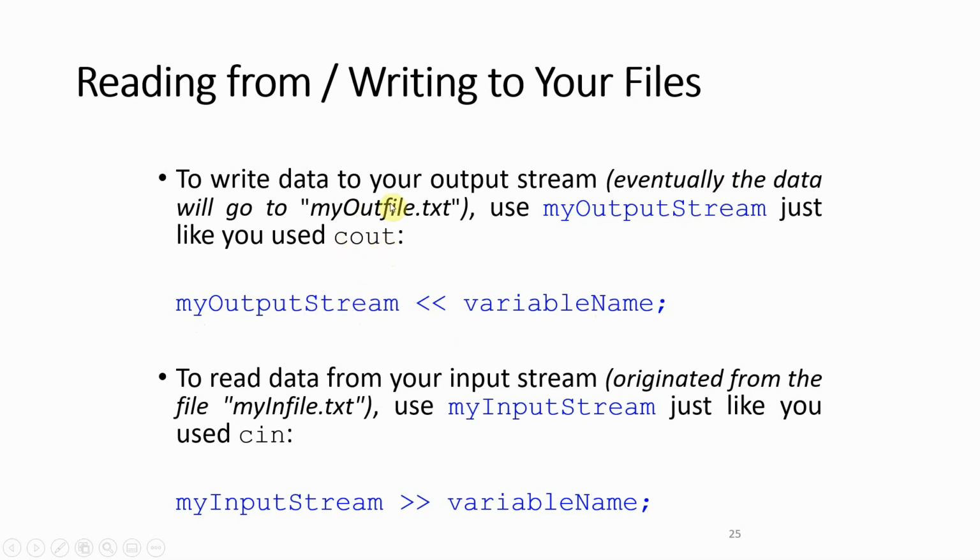If you remember, cout is also an object. It's an object of class ostream. So this is very similar to cout. And the same thing for cin. Cin is an object of class istream. Now instead of istream and ostream, we have fstream.